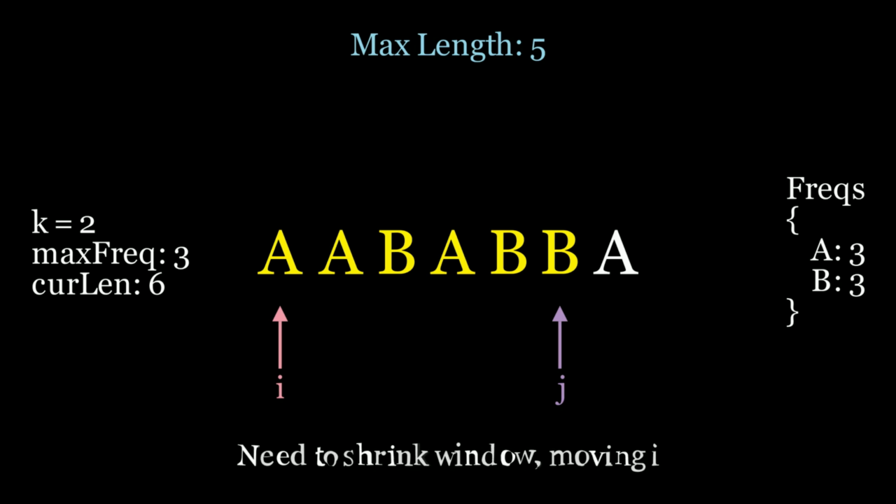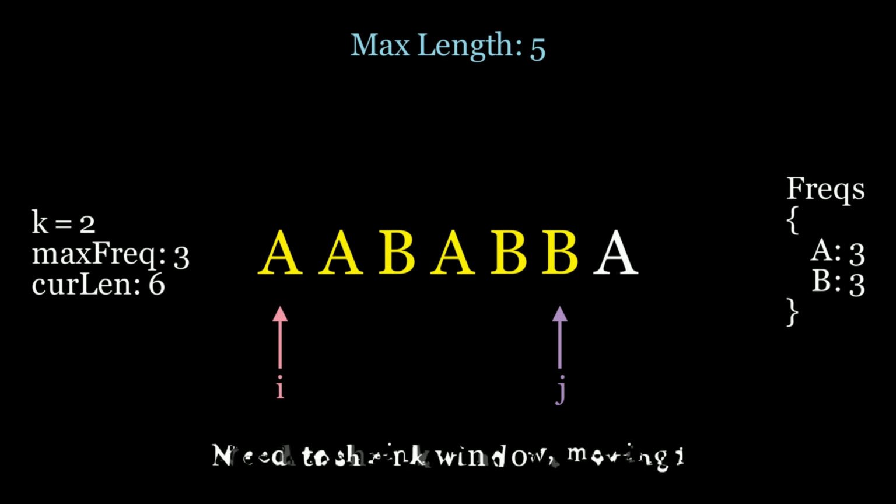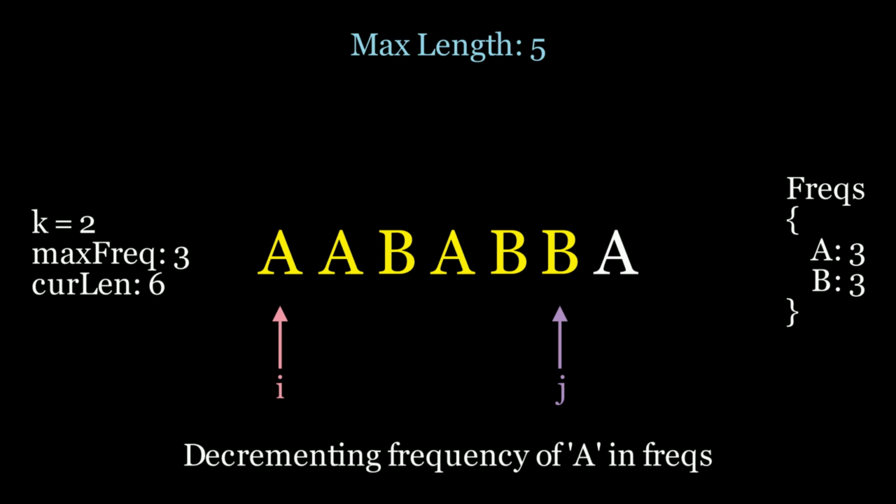And so we're going to move I 1 element ahead. So we need to shrink the window. This is why it's called the sliding window technique. We decrement the frequency of A because we're going to get rid of it now.